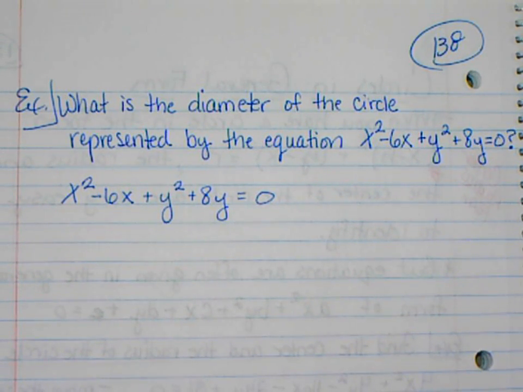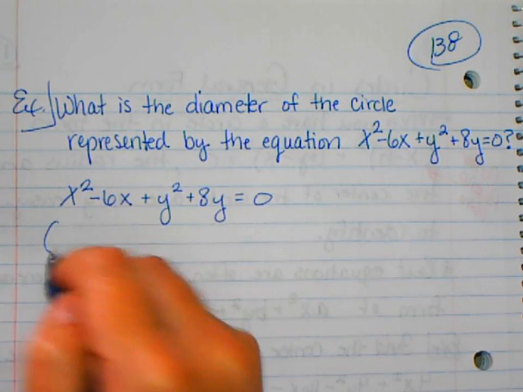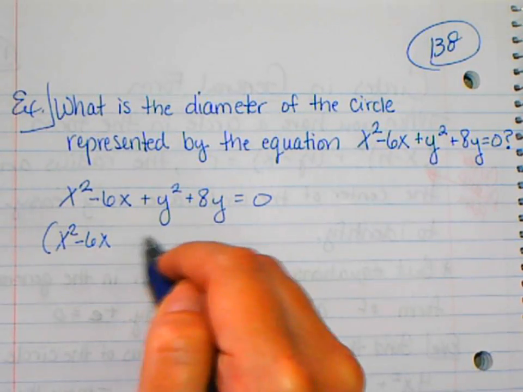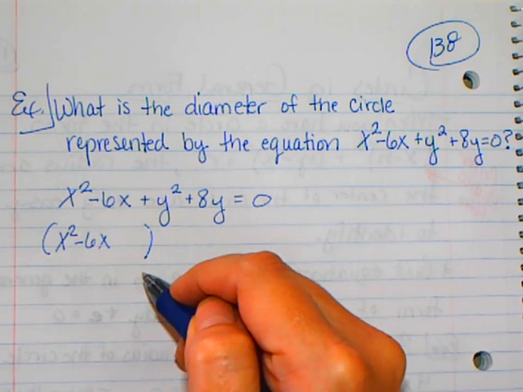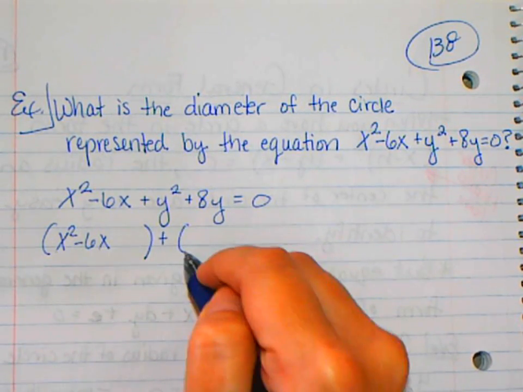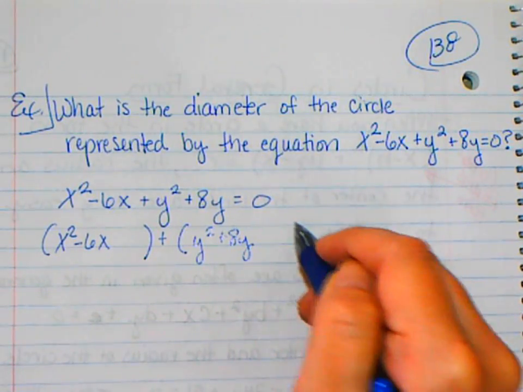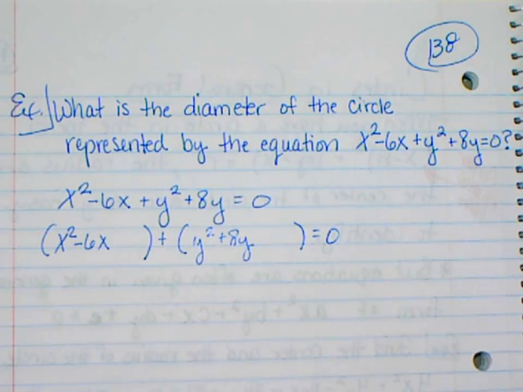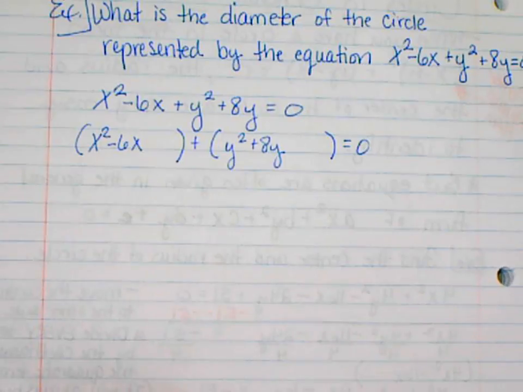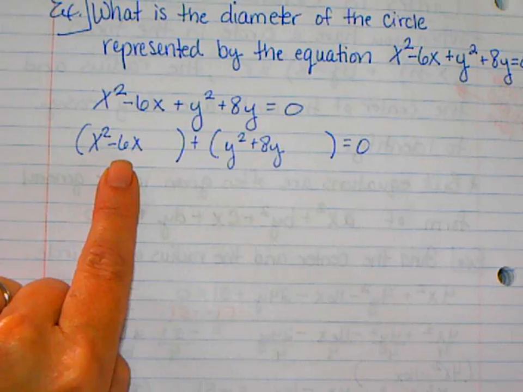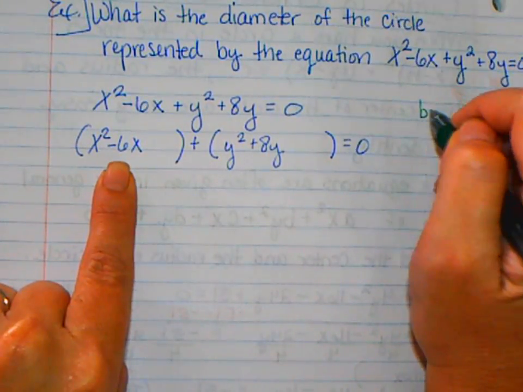Okay? So in this example, I'm going to go straight to the parentheses. I'm going to do x squared minus 6x. I'm going to leave a space to put a constant because I want to create a perfect square trinomial. Plus y squared plus 8y. Again, I'm going to leave a space because I want to create a perfect square trinomial. So I'll do my x terms first. We got to complete the square.